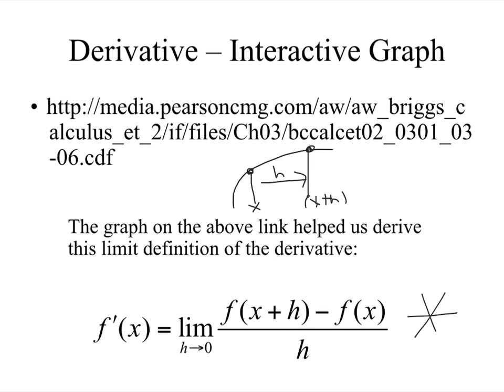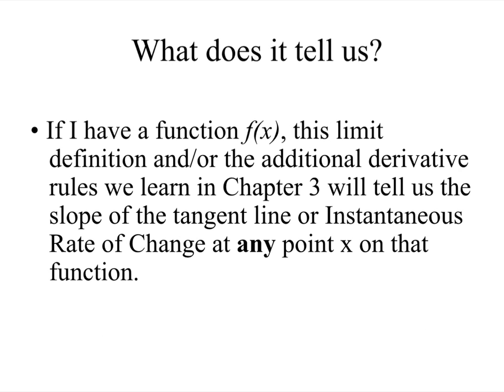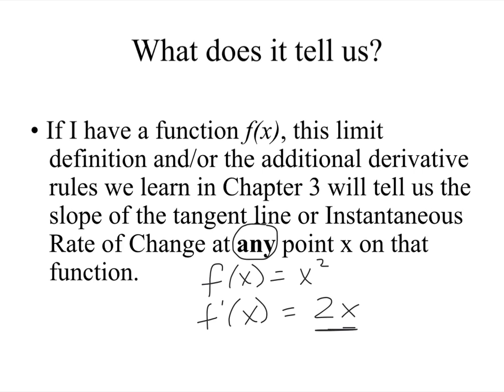We did one example of that using x squared. I wanted you to understand what we had found when we found that derivative. We had the function f of x equals x squared. We used that limit definition from the last slide and found that the derivative, f prime of x, was 2x. That means that the function 2x will help us find the slope of the tangent line, or the instantaneous rate of change, at any point x on that function. So let me show you what that means on a graph, and then we'll talk about what it means if you actually calculate.